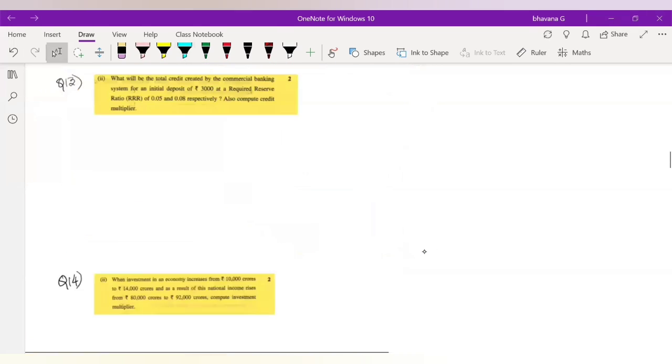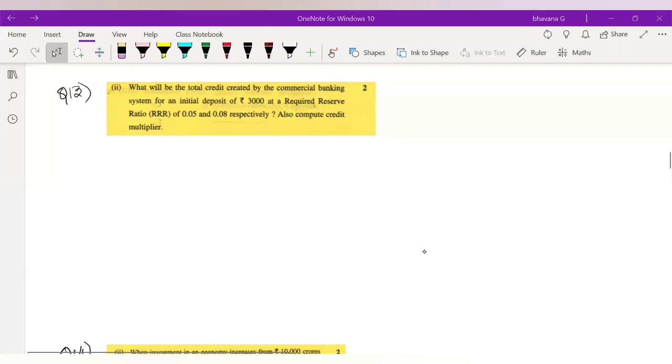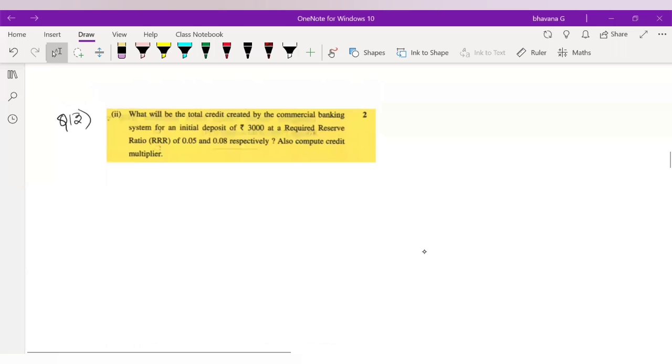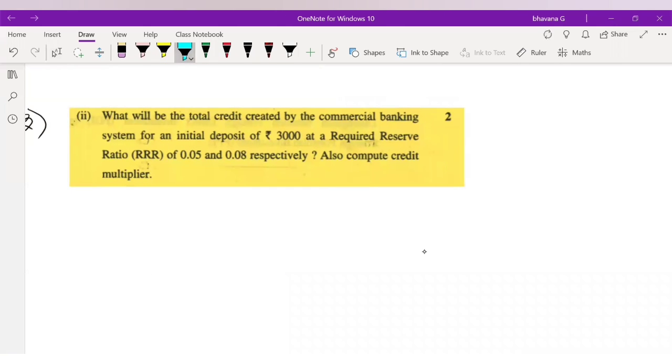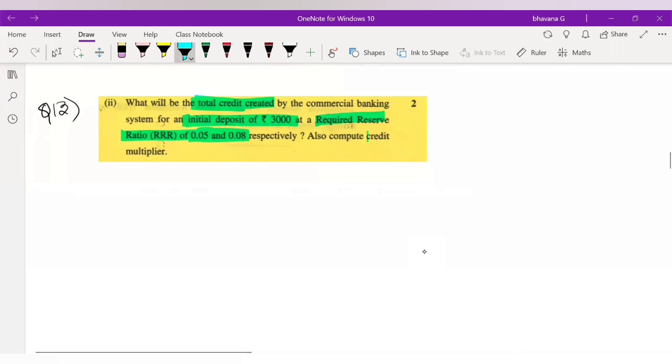Okay. So moving on to the 13th question. In the 13th question, they had asked you, we have to move to this question only. Here they have asked you, what will be the total credit created by the commercial banking system for an initial deposit of 3,000 at a required reserve ratio RRR of 0.05 and 0.08. Also compute the credit multiplier.